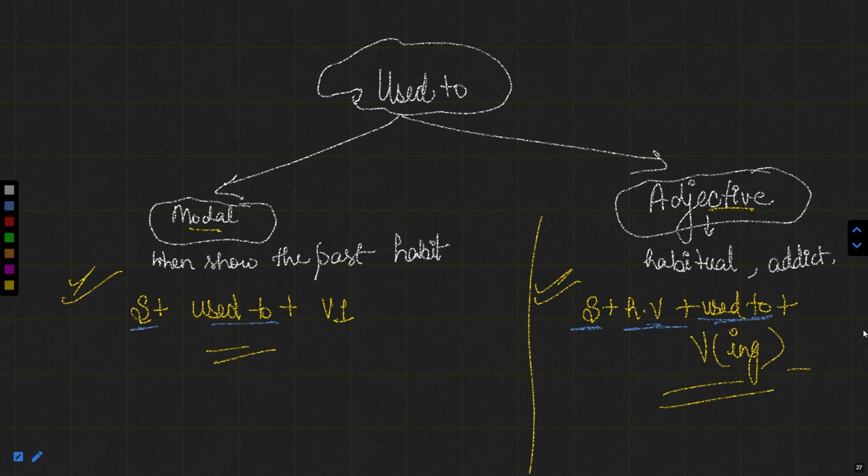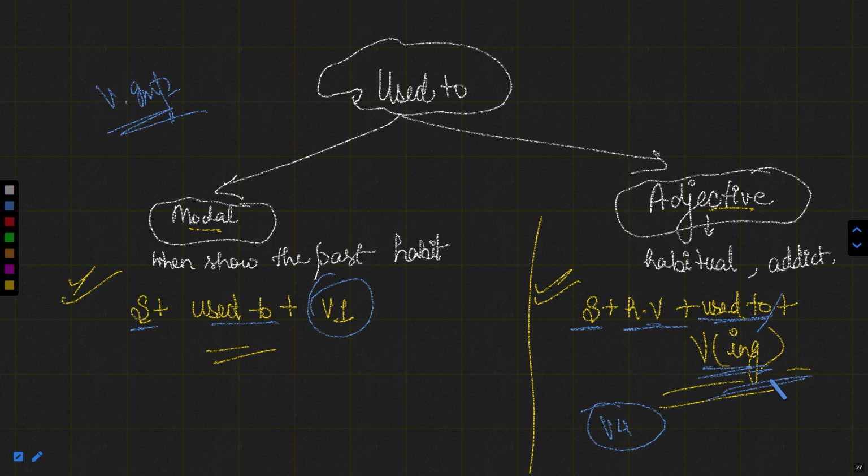So, in this type of structure, we use verb with ing, which we also call verb fourth form. This is very important. This is a very important rule of used to. So whenever you find this structure, you have to use verb first form, and whenever you find this structure, you have to use verb ing form. This is how we use the word used to.